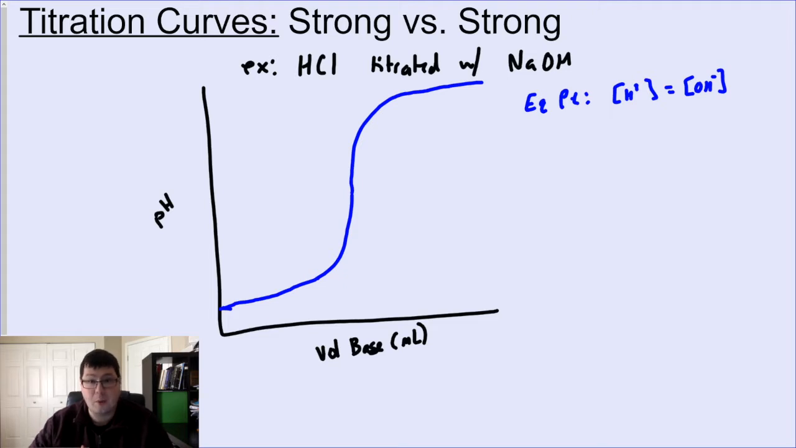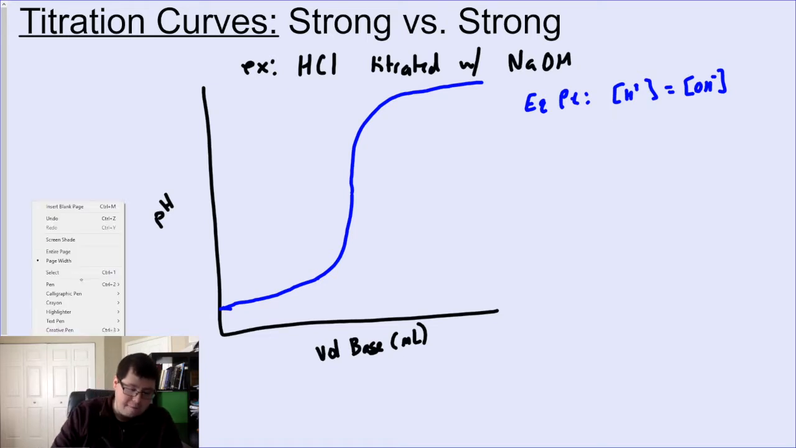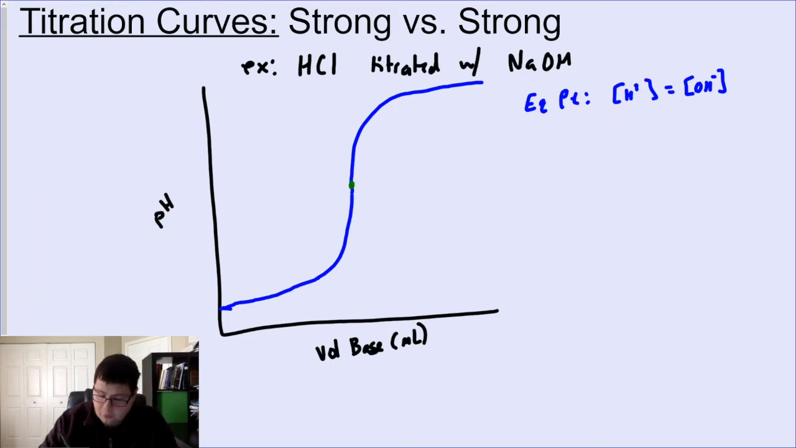Now, the last thing I'd want to do here with a strong versus strong curve is start labeling different parts of this curve and what's going on in each part. The first part we want to label is the equivalence point. The equivalence point is always going to be the middle of this upslope. It's going to be the place where the pH is changing the most. If you've taken calculus, it's an inflection point on that curve there.